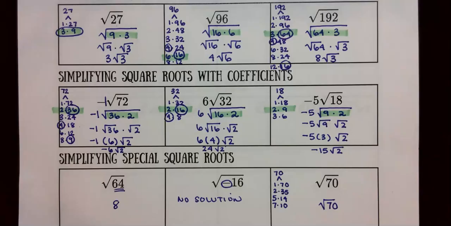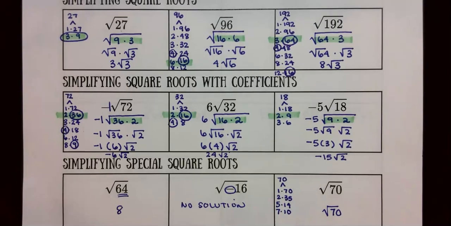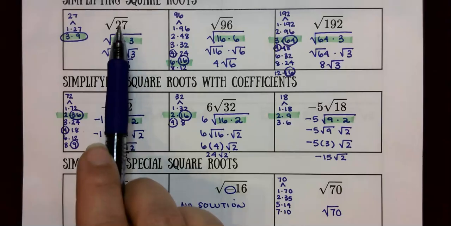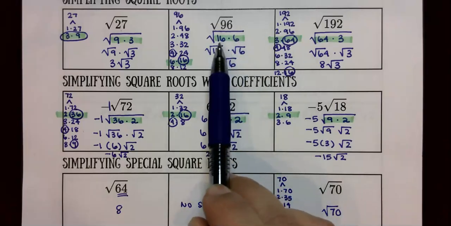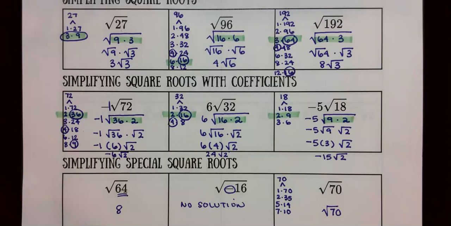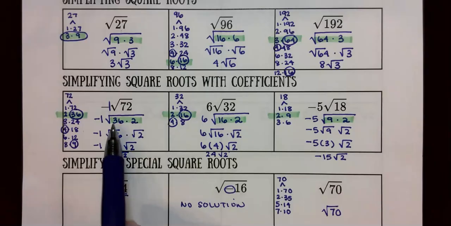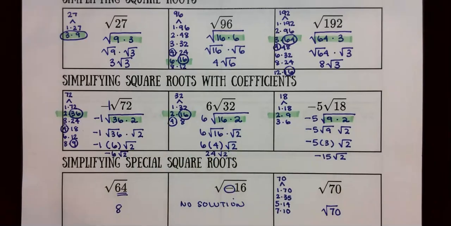So I'm going to say it again. We cannot break down these numbers unless one of the numbers is a perfect square. So I'm going to remind you what we did in the previous problems. We were able to use 9 and 3 for 27 because 9 is a perfect square. We were able to use 16 and 6 because 16 is a perfect square. 64 is a perfect square. 36, 16, 9. We can't do this unless one of those numbers is a perfect square. And in this case, none of these are. That's why it can't be broken down.